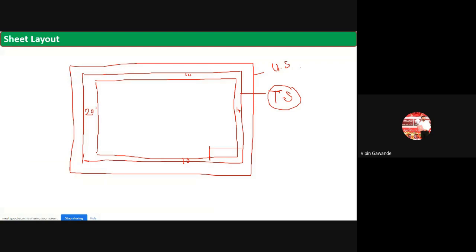So why are we giving a larger space on this side, and why are we not giving a smaller distance here, but taking the larger distance? What is the purpose? See, after this is our drawing area. This is our drawing area. We will construct the drawing here.